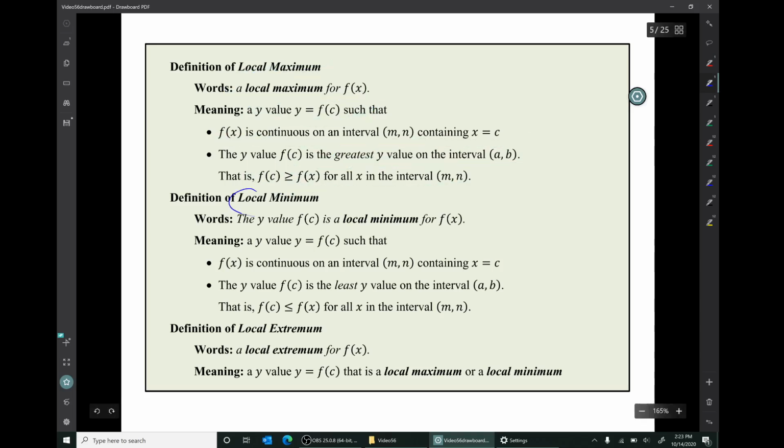Similarly, for the definition of local min, the y value is the least y value on the interval. So f parentheses c is less than or equal to f of x for all x in the interval. So that's the idea of a local maximum and a local minimum. Collectively, we say a local extremum is a y value that's either a local max or a local min.